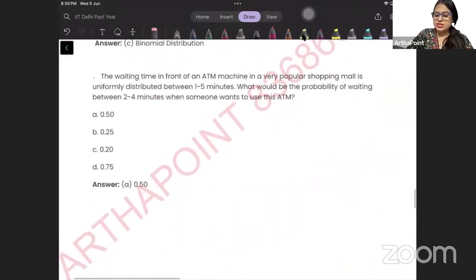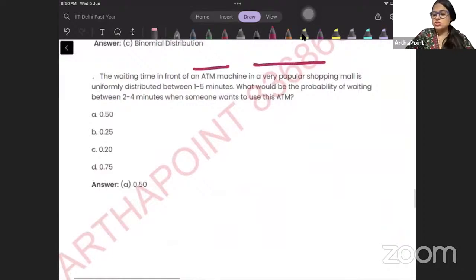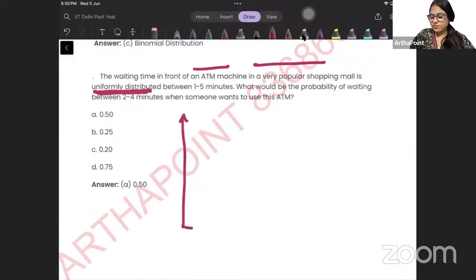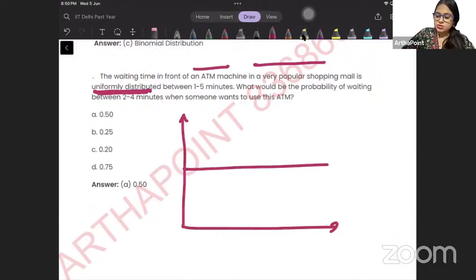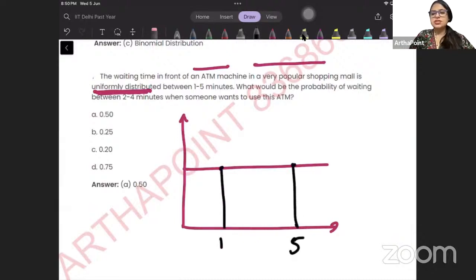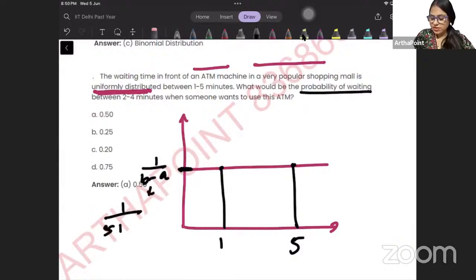It says the wait time in front of an ATM machine in a very popular shopping mall is uniformly distributed between 1 to 5 minutes. So we are given that it is between 1 to 5 minutes and it is uniformly distributed. Okay. What would be the probability? So what is going to be this, beta? The probability here will be 1 upon B minus A. That means 1 upon 5 minus 1. That means 1 by 4.